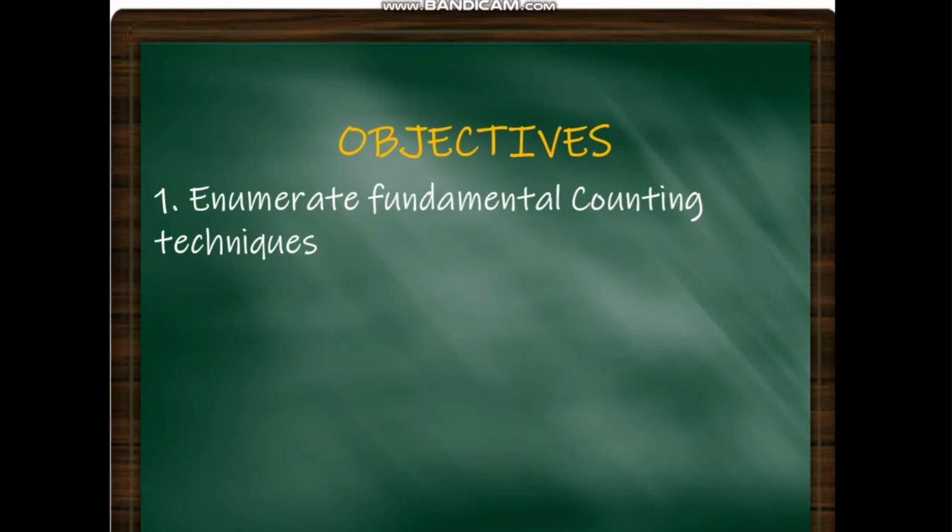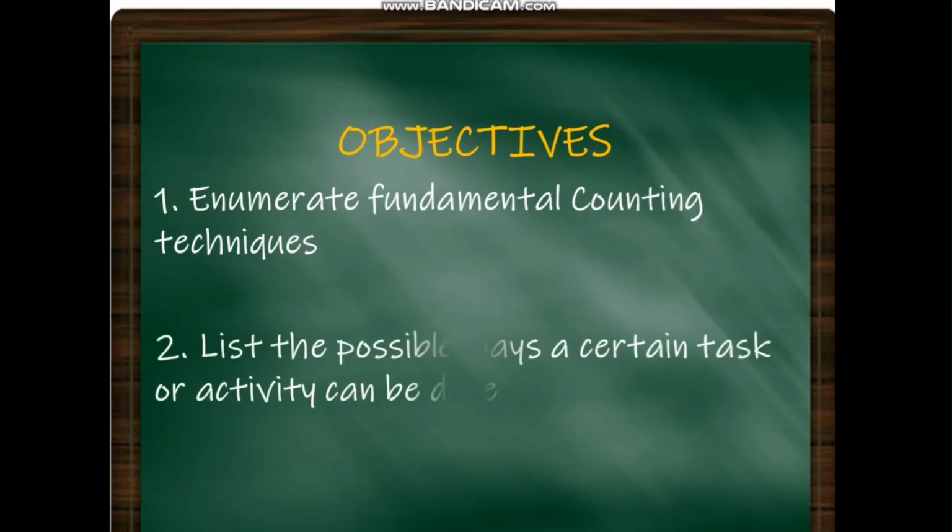Let us have first our objective. Una, we are going to enumerate the fundamental counting techniques. And second, we have to list the possible ways a certain task or activity can be done.